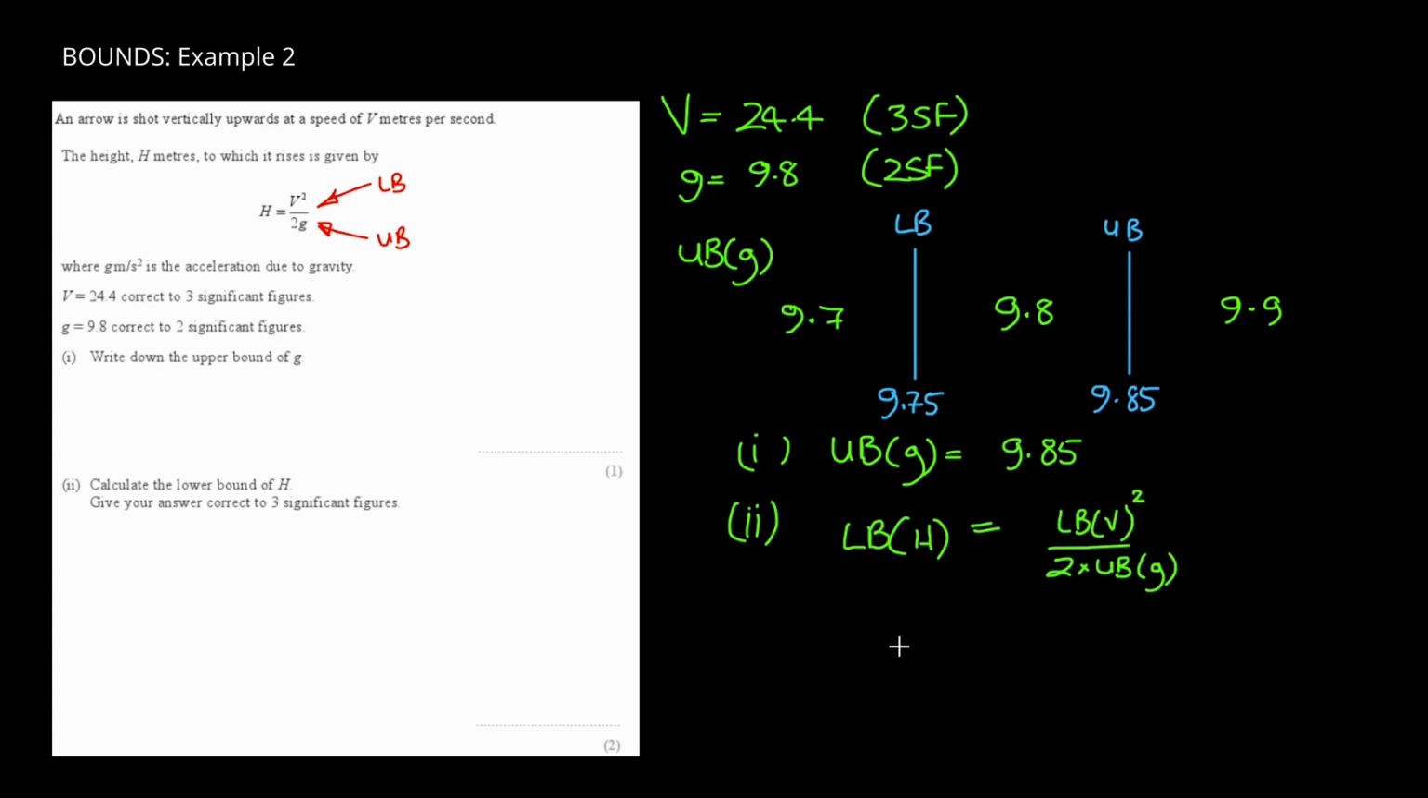So let's work out the lower bound of v. Again, put v in the middle of the page, 24.4, and that's correct to three significant figures. The next one up will be 24.5, and the next one down will be 24.3. Here are your goalposts, and they're at 24.35 and 24.45.